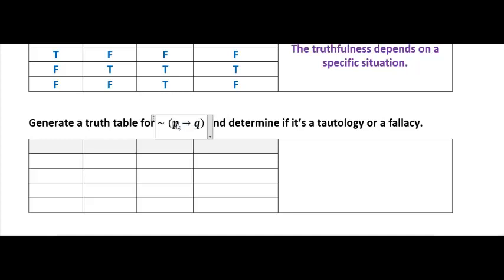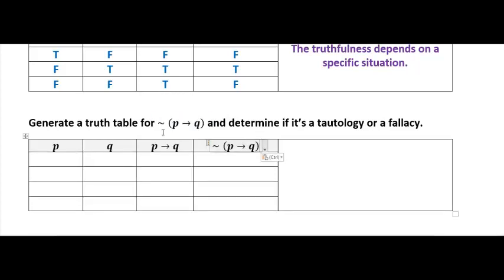So that's where I'm going to begin. I'm going to begin with letter P and with letter Q. Once I have those two, I cannot put the negation because I need the conditional. So I'm going to start with the conditional, and once I have the conditional, then I can put the negation because I already have the conditional. And that will be kind of like the way you're going to create the table.